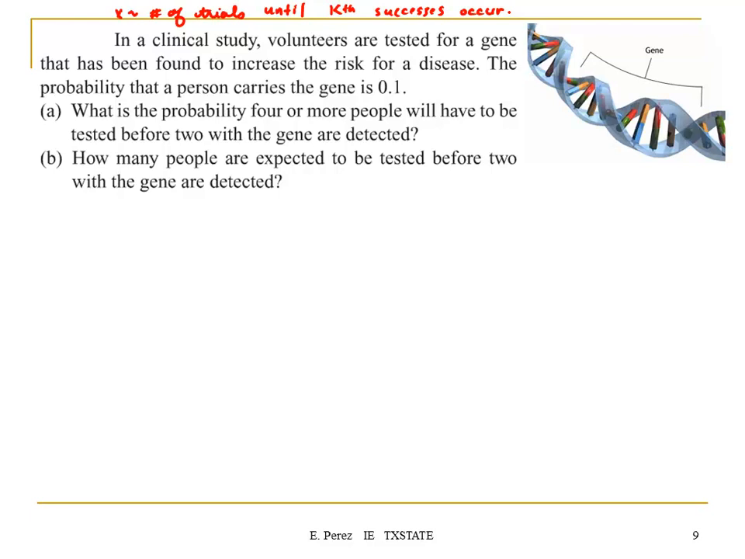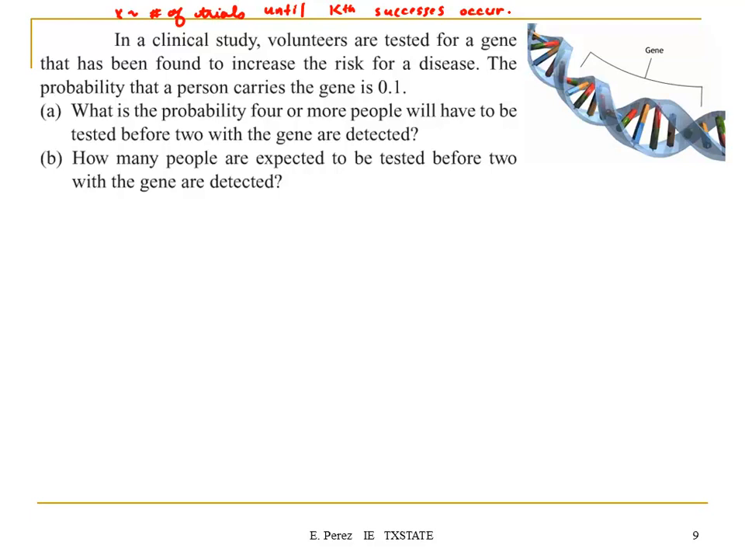So in this problem, what would be classified as a success? Exactly, it's finding a person who has the gene. That will be classified as a success. And what you're trying to find out is how many trials you will need to find this number of persons with that gene. Okay, so first part is what is the probability that 4 or more people would have to be tested before 2 with the gene are detected.